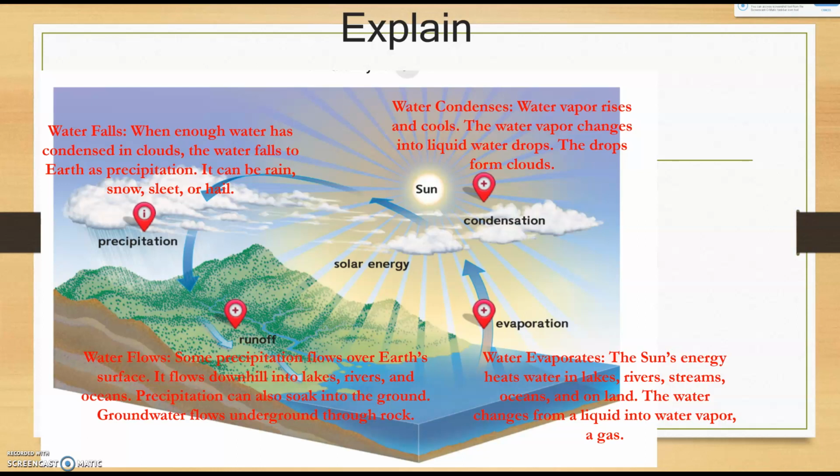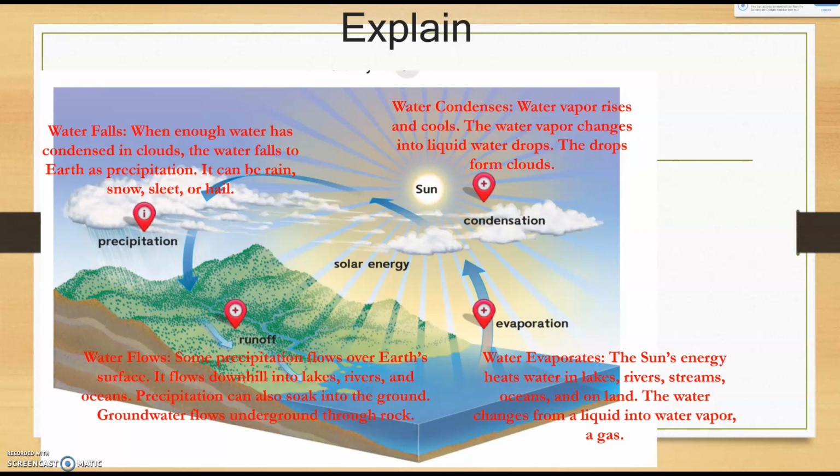The runoff. Water flows. Some precipitation flows over Earth's surface. It flows downhill into lakes, rivers, and oceans. Precipitation can also soak into the ground. Water flows underground through rocks.